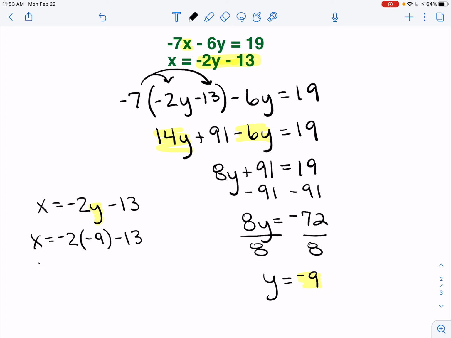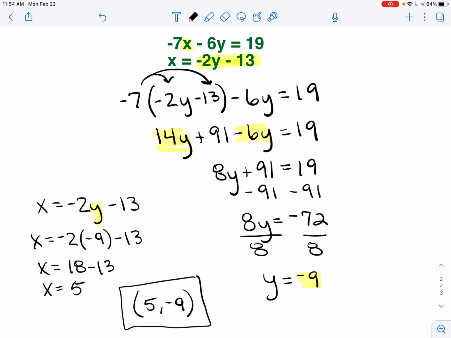So then I just simplify this. Negative 2 times negative 9 is going to give me a positive 18 minus 13. Well, 18 minus 13 is 5. So my ordered pair, my x value is 5, my y value is negative 9, and there is the solution to my system.